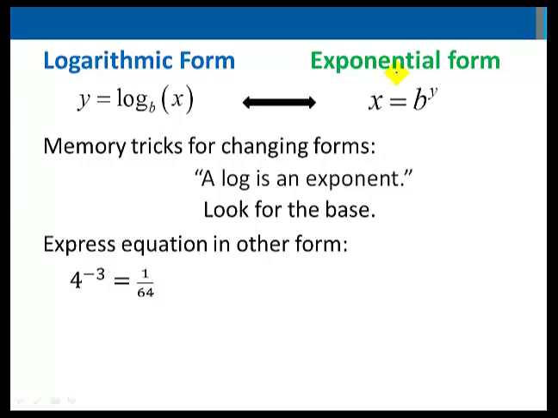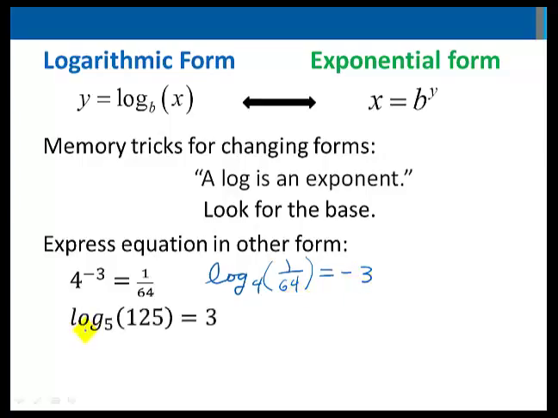I'll start by looking for the base. Here the base 4 is raised to the exponent of negative 3, so I'll write log to the base 4. I'll leave some space, put an equal sign, and to the right of the equal sign, a log is an exponent, so I'll put my exponent of negative 3 to the right of the equal sign, filling in with the argument of 1/64, and I have log to the base 4 of 1/64 equals negative 3.